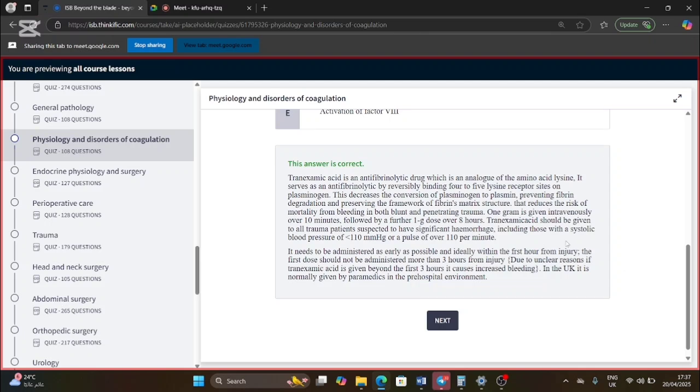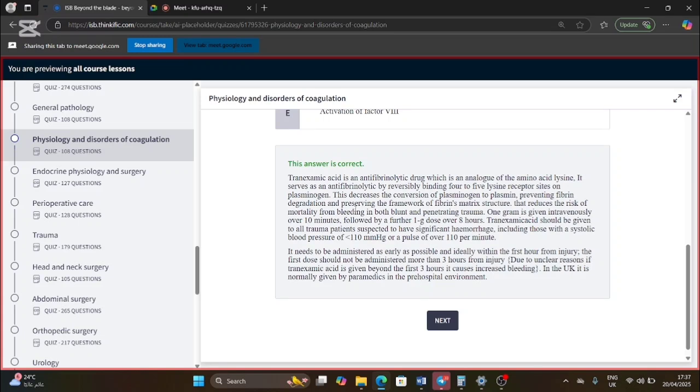The important note here, look in the explanation. That's so important. Number 1, tranexamic acid is an analog of lysine. That was a question in May 2024: tranexamic acid is an analog of which amino acid? Remember, it's lysine, okay?